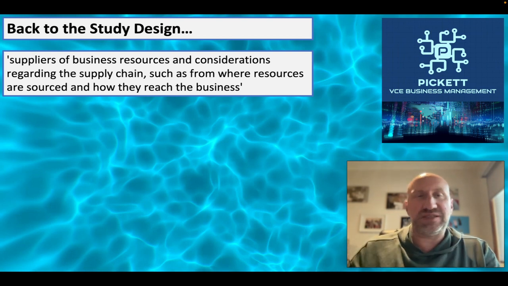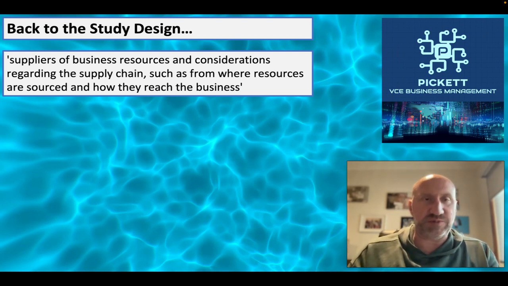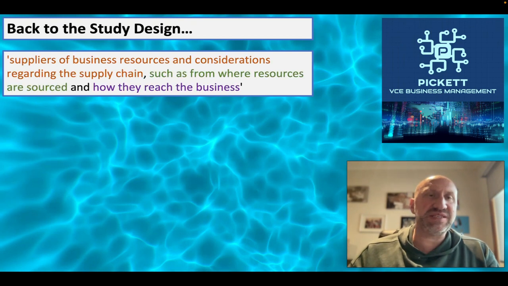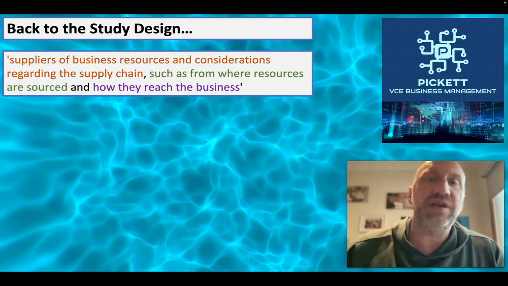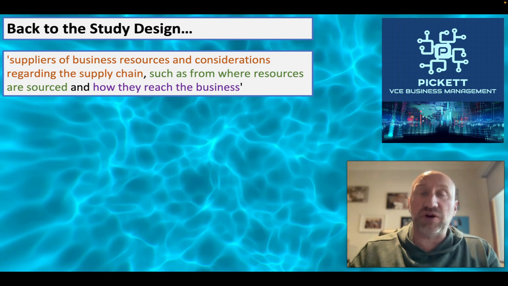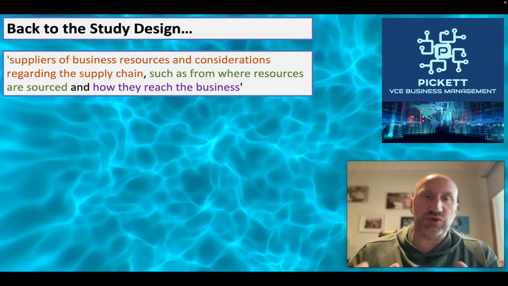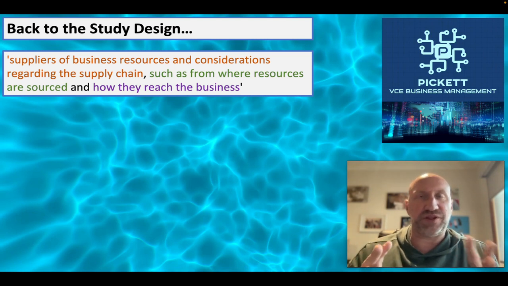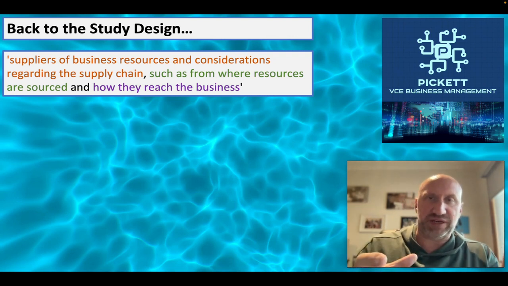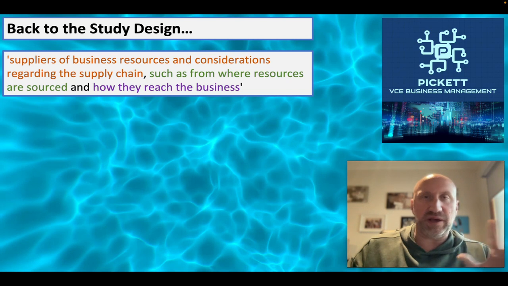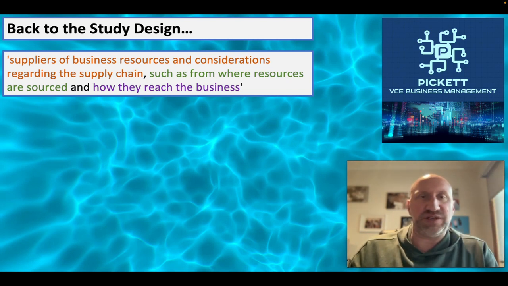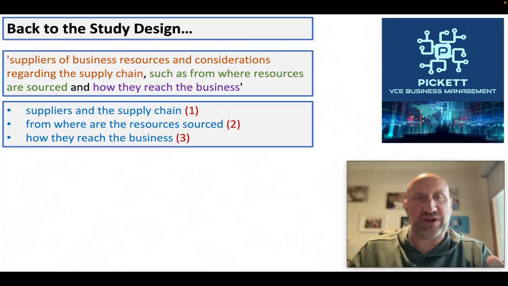Coming back to the study design here, because it's a little bit specific. It says suppliers of business resources and considerations regarding the supply chain, such as where resources are sourced and how they reach the business. So I'll split it up into the 3 different colors there. There's 3 aspects to that, and it makes sense to treat each of those as a separate section in this video to make sure we cover everything we need to.